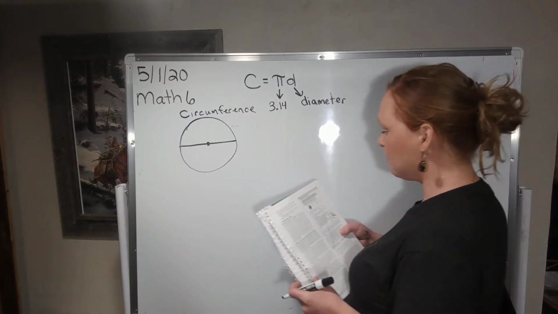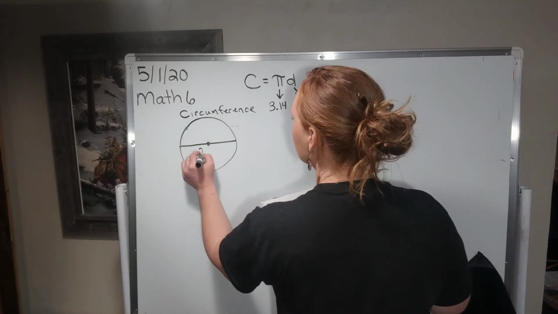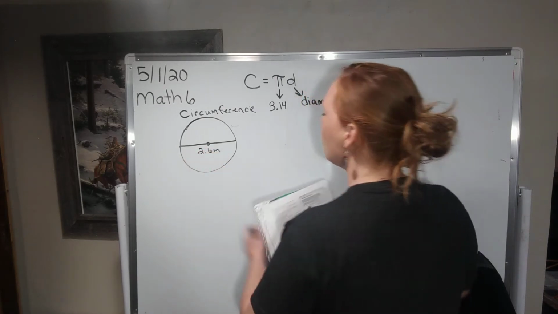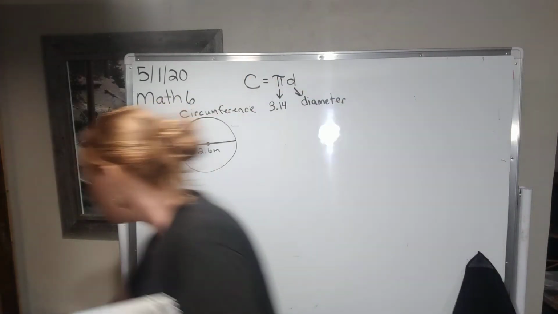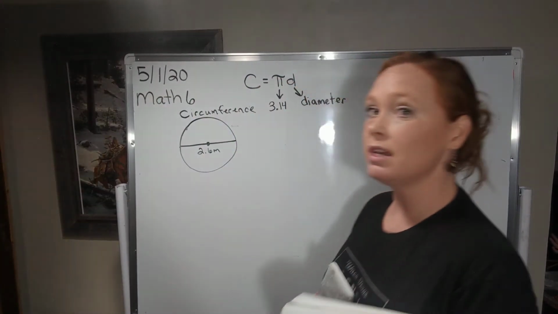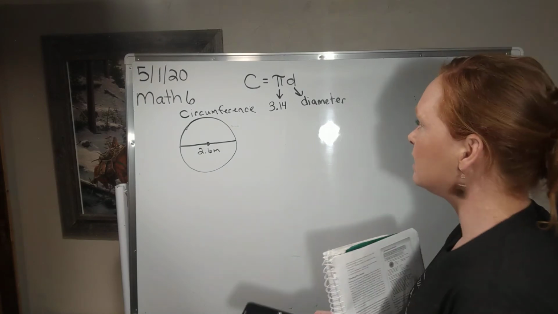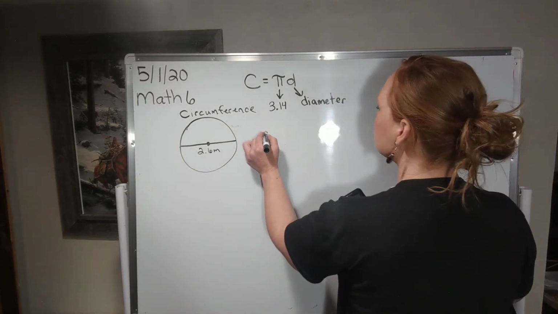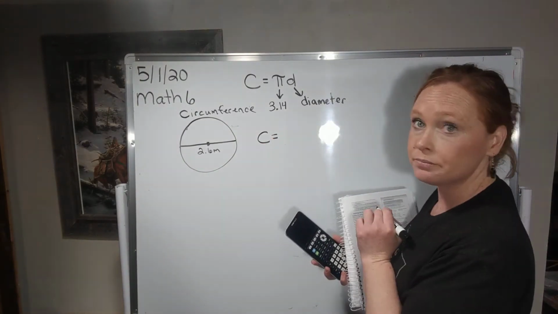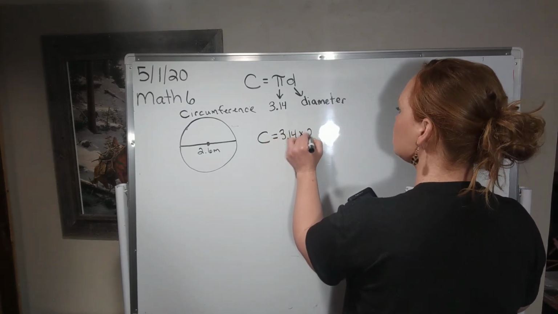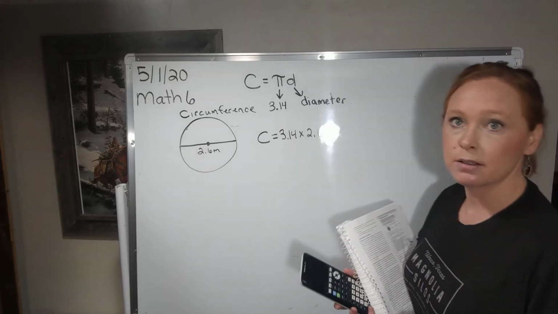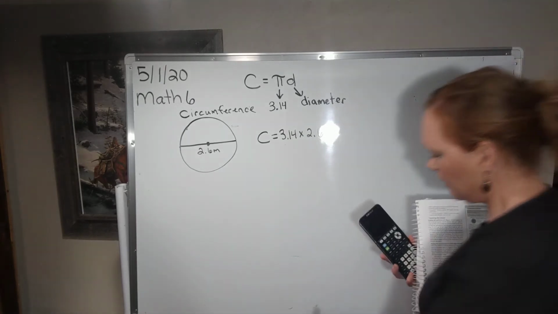They said that the diameter was 2.6 meters. 2.6 meters, all the way across from this side to this side. Okay? So you may use a calculator for this lesson. So my circumference will equal 3.14 times 2.6.